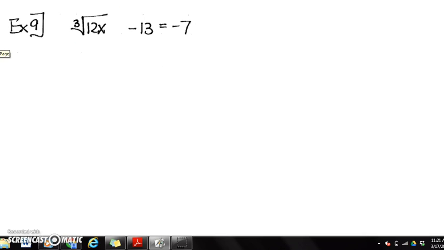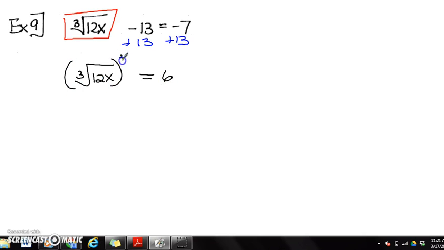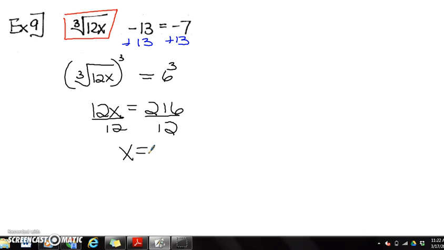9. Ooh, 9. You're going to have to isolate this before you cube anything. So we're going to add the 13 to both sides. That's going to give you the cubed root of 12x equals what? What's going to be positive? 6. Then you're going to have to cube each side. So this just becomes 12x. But 6 cubed is 216. Then you'll simply divide each side by 12. And 216 divided by 12 is 18.